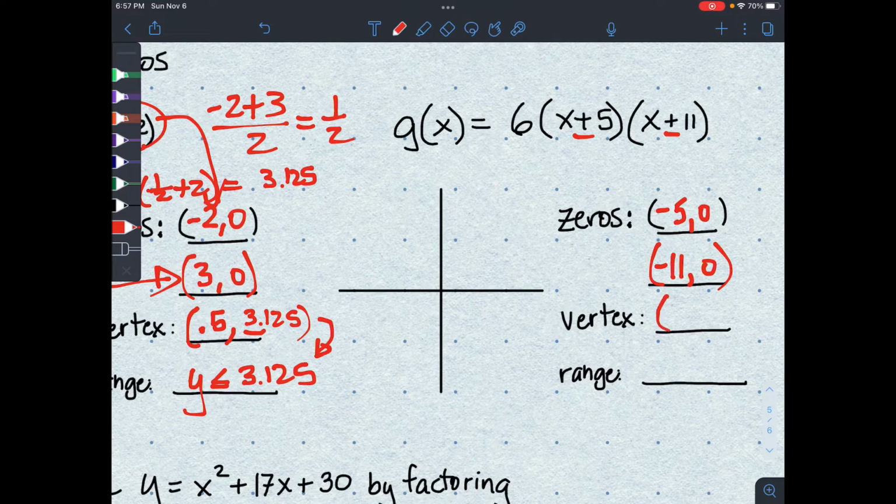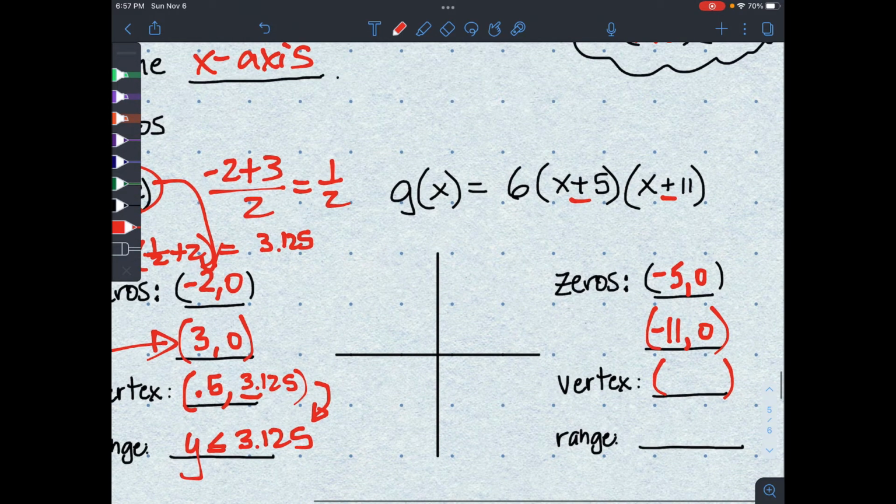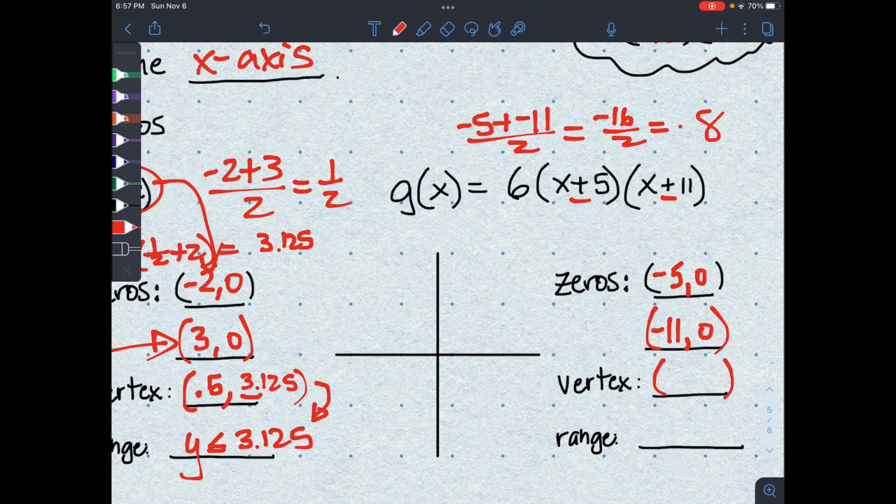Then my vertex, again, I'm going to get by taking negative 5 plus negative 11 divided by 2. I get negative 16 over 2, which is negative 8. So negative 8 comma something. What is my y value for that problem? Well, we've got to plug it in. So I'm going to take 6 times negative 8 plus 5 times negative 8 plus 11.